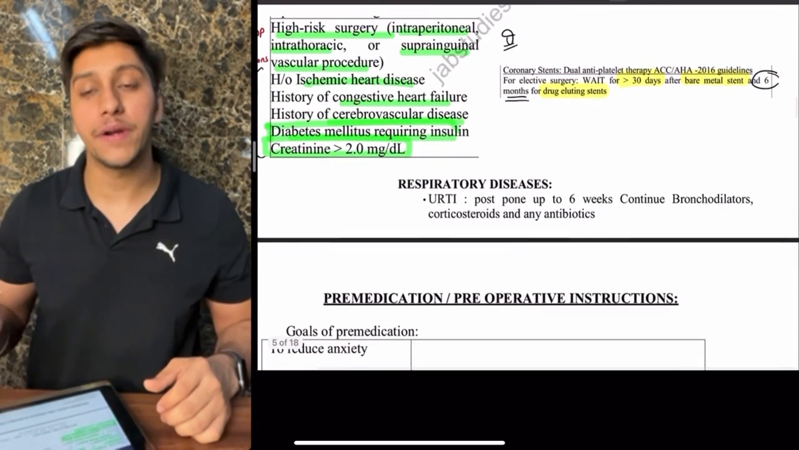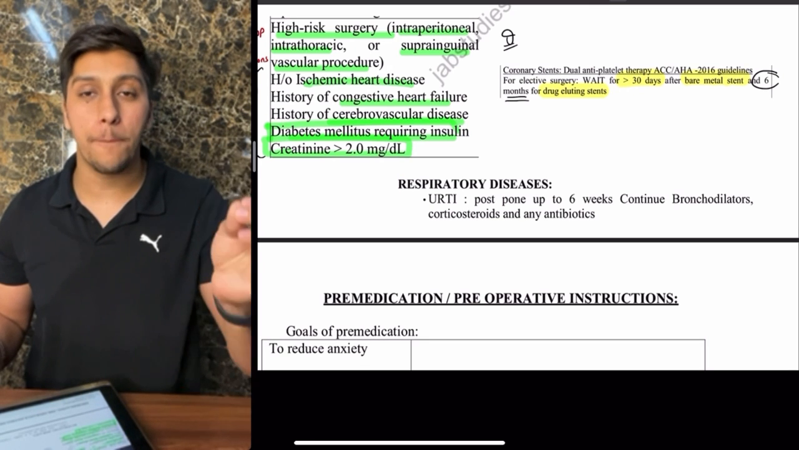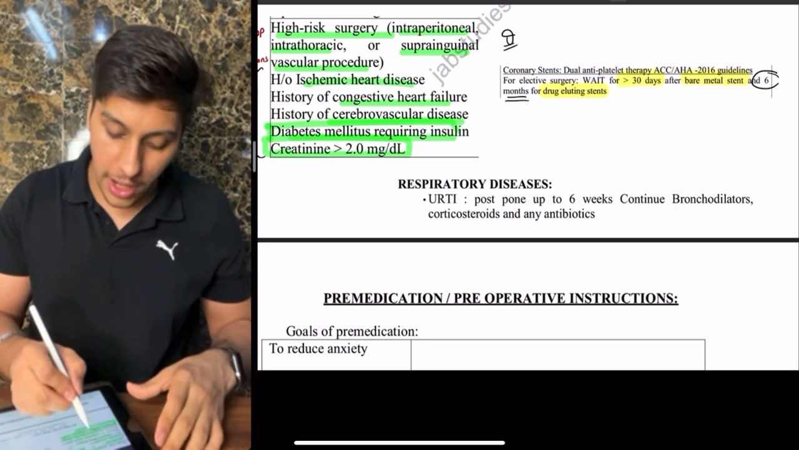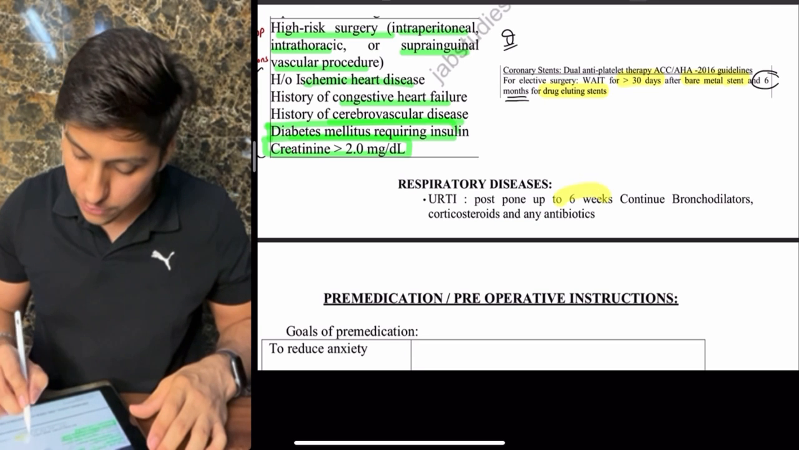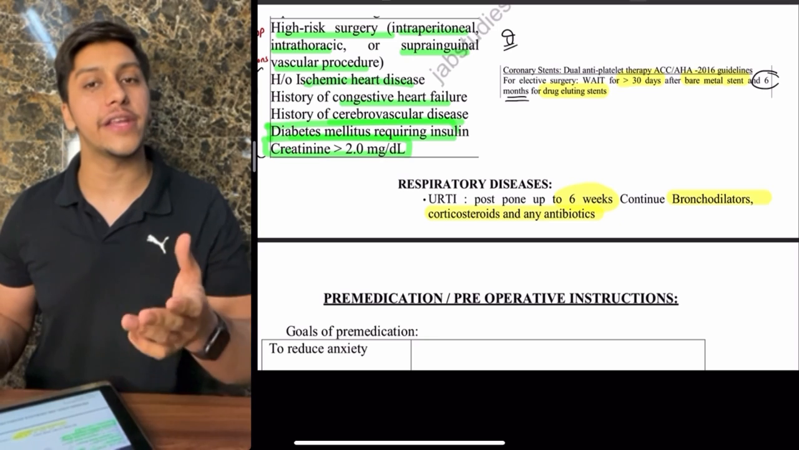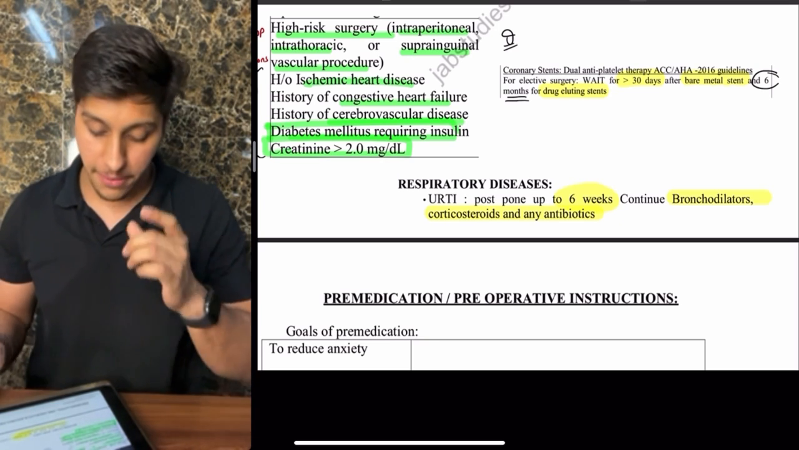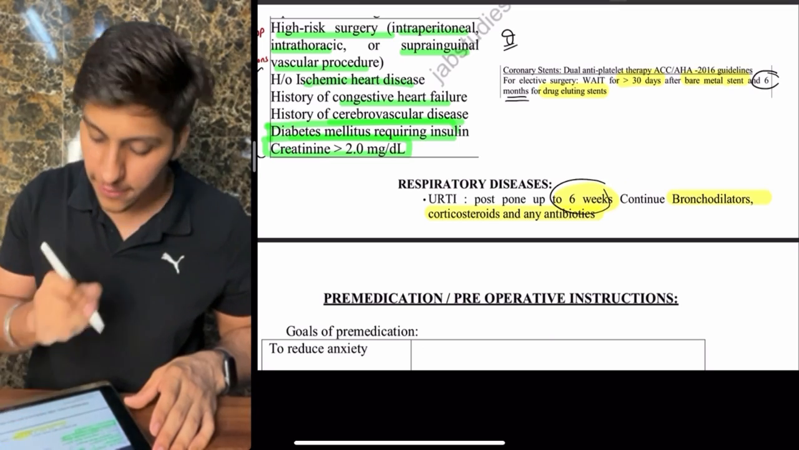In case of respiratory disease, guys, if a patient is going up for surgery and has an upper respiratory tract infection, you will ask them to postpone the surgery for up to 6 weeks, give them bronchodilators, corticosteroids or any antibiotics so that they can treat the infection and proceed with the surgery. Remember, you have to wait for up to 6 weeks.